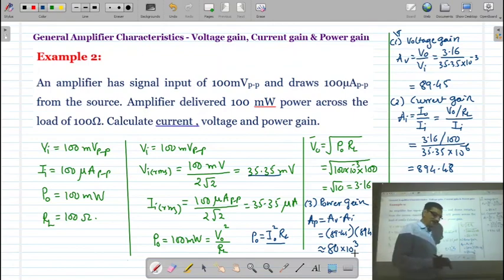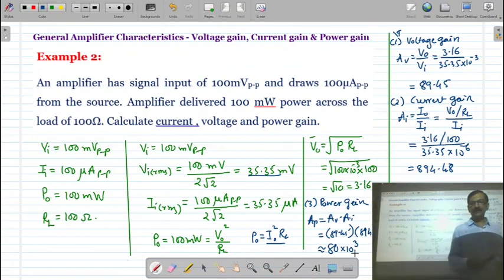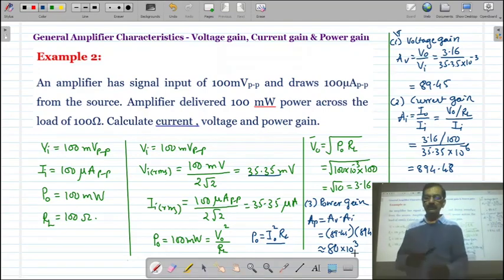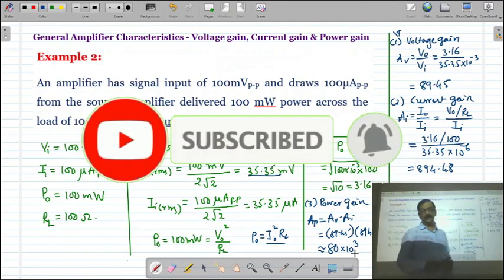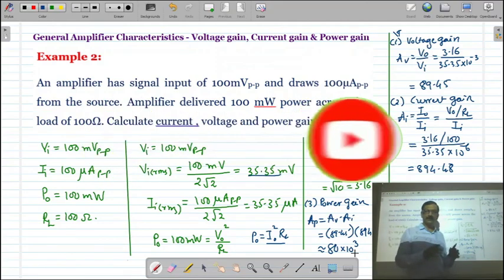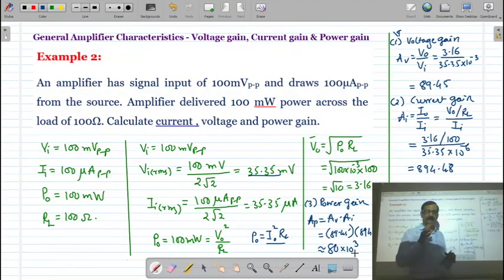So in the next lecture we will see the effect of the input resistance and the output resistance of the amplifier on the output voltage of the amplifier, and also we will see some numericals based on the input and output resistance.